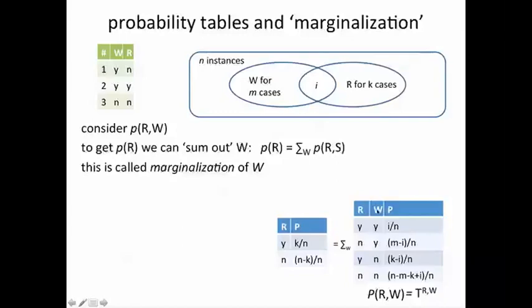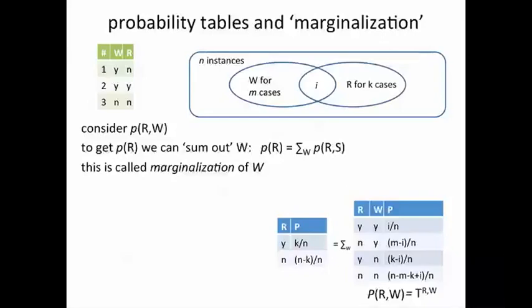In other words, we have gotten rid of the W variable by summing it out wherever the values of R are the same. You can easily verify that by marginalizing out W or summing it out, one does indeed get k over n, which is the probability of rain being true, and n minus k over n, which is the probability of rain being not true.